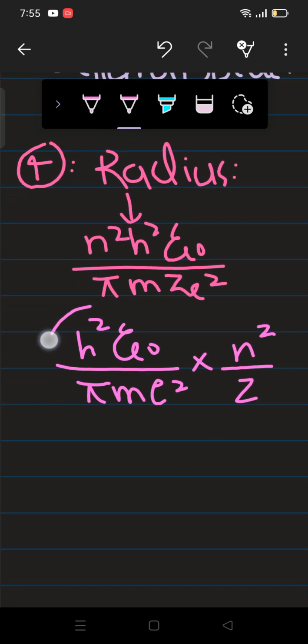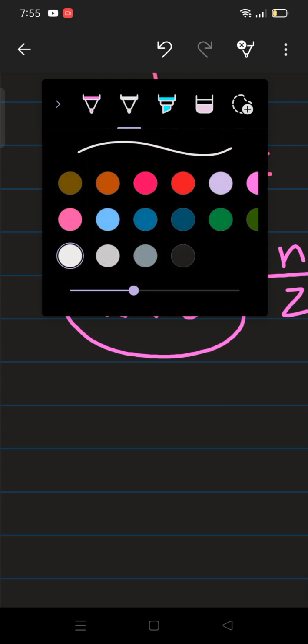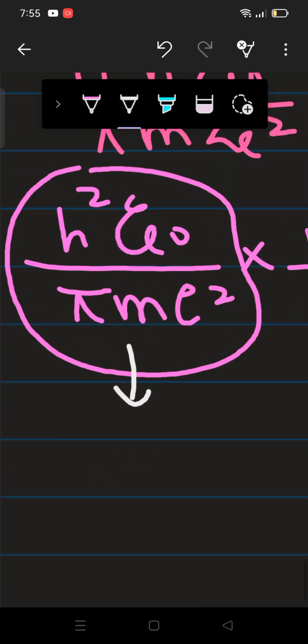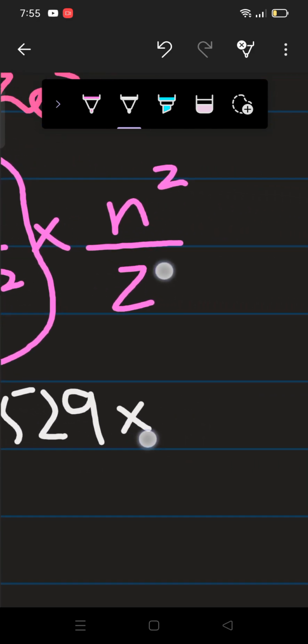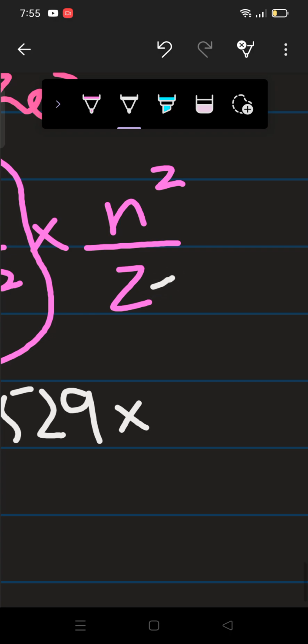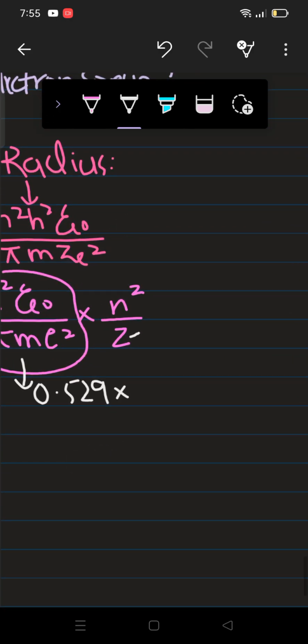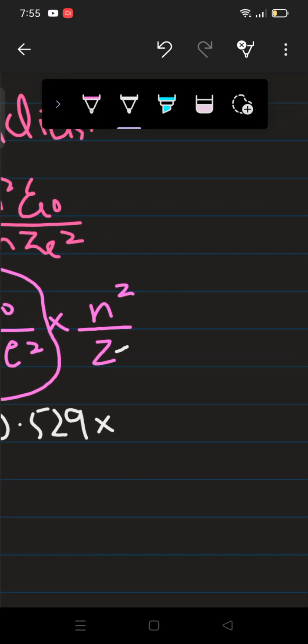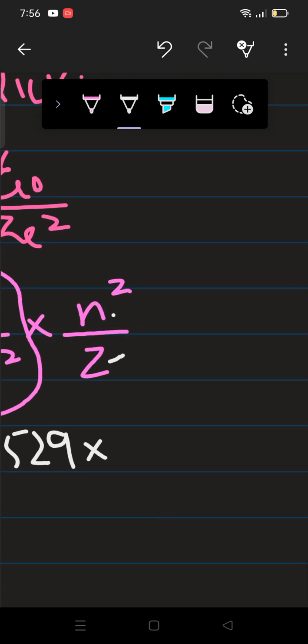So this entire constant would be equal to 0.529 into n square by Z. Z of course we know is 1, because we are talking about the hydrogen atom here, and we are finding the radius of the first shell. So instead of n we write 1 square upon 1, which is of course 1. So the answer is 0.529 Angstrom.